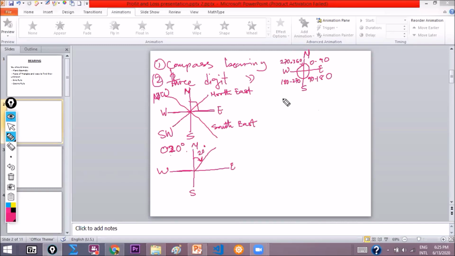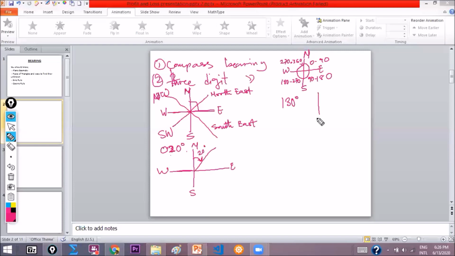If I told you to represent 130 degree, what will it be? It will be from the south to the east. My brother, no now. Why are you saying from south to east? I just told you now, 3-digit bearing is from the north. You can only start from the north.